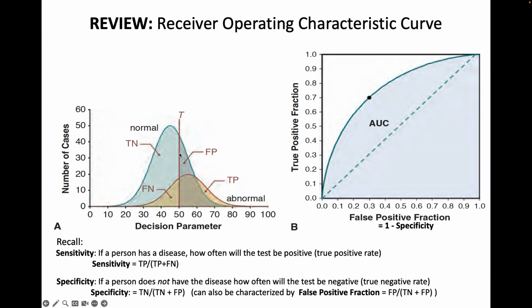Independent of where you decide your threshold is, if we say everybody above 50 we're going to call abnormal, that means we're going to get this number of people that are false positives. They're not going to have a heart attack, but we're going to tell them they probably will.